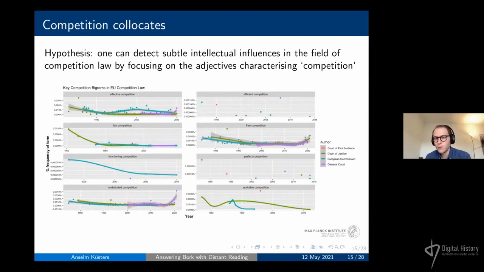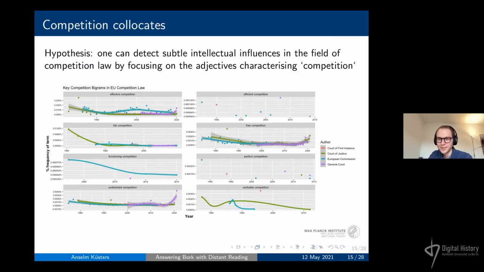So in a sense, everyone talks about competition, and a very naive analysis of competition law in Europe often says, there are so many words of competition, and this is a very neoliberal field of law. But of course, that's beside the point, because any commission official or any court judge that deals with competition law needs to use the word competition. Much more crucial is the way he or she characterizes it.